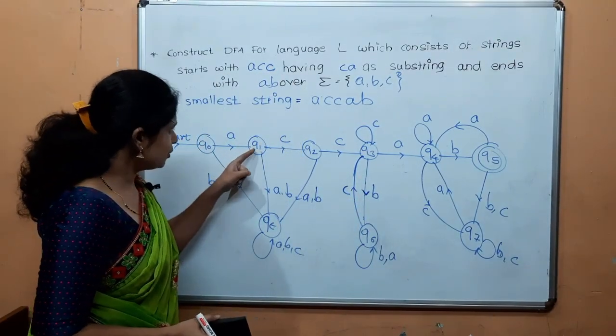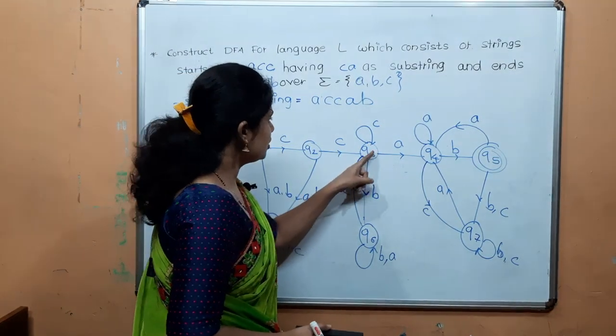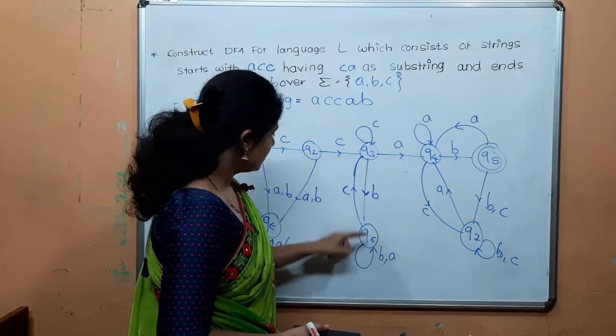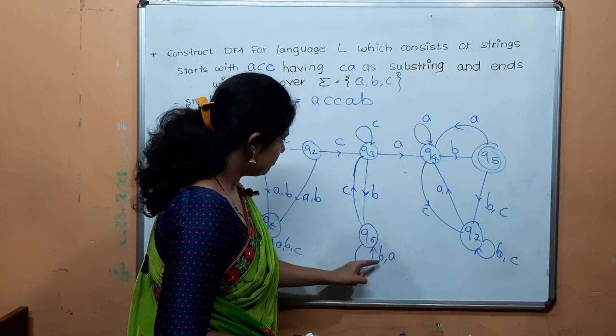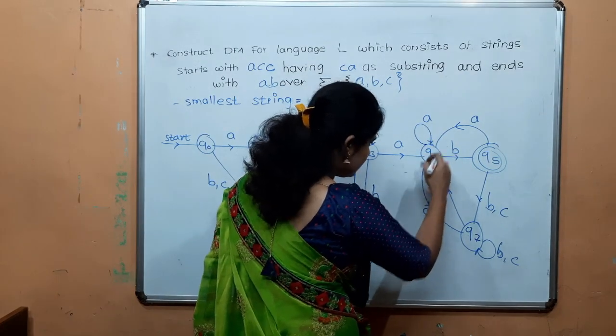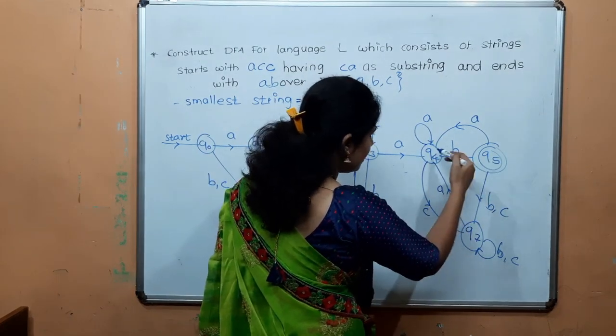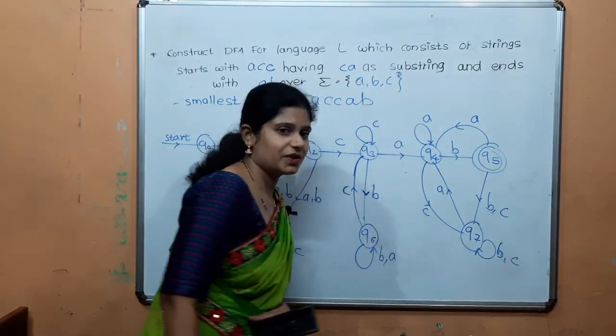Q0 A B C, Q1 A B C, Q2 A B C, epsilon A B C, Q3 A B C, Q6 A B C. Okay, Q4 A B C, Q5 A B C, Q7 A B C. Okay.